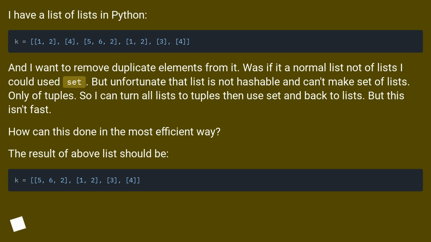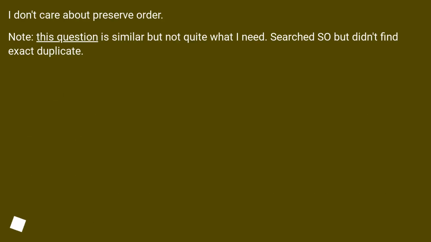But unfortunately, a list is not hashable and I can't make a set of lists, only of tuples. So I can turn all lists to tuples, then use set, and back to lists. But this isn't fast. How can this be done in the most efficient way? The result of the above list should be... I don't care about preserving order.